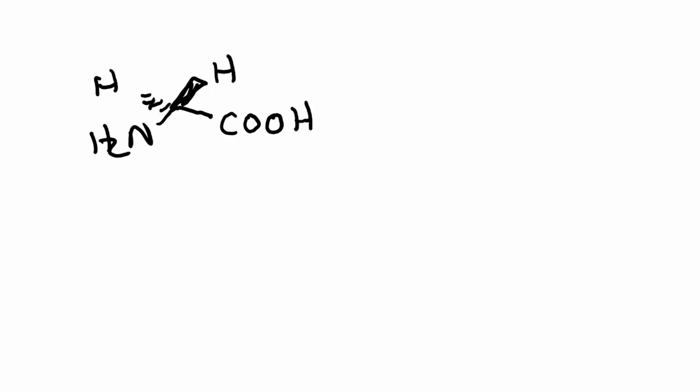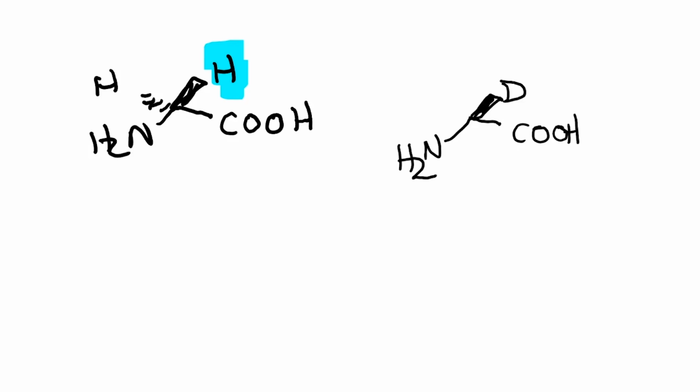Now, if I replace one of these hydrogens with a deuterium, what happens is I get exactly the same molecule, right? Except that this is deuterium and this is hydrogen. So this center is actually a prochiral center, because replacement of one of the hydrogens results in a chiral molecule. So this, as you know, is chiral.